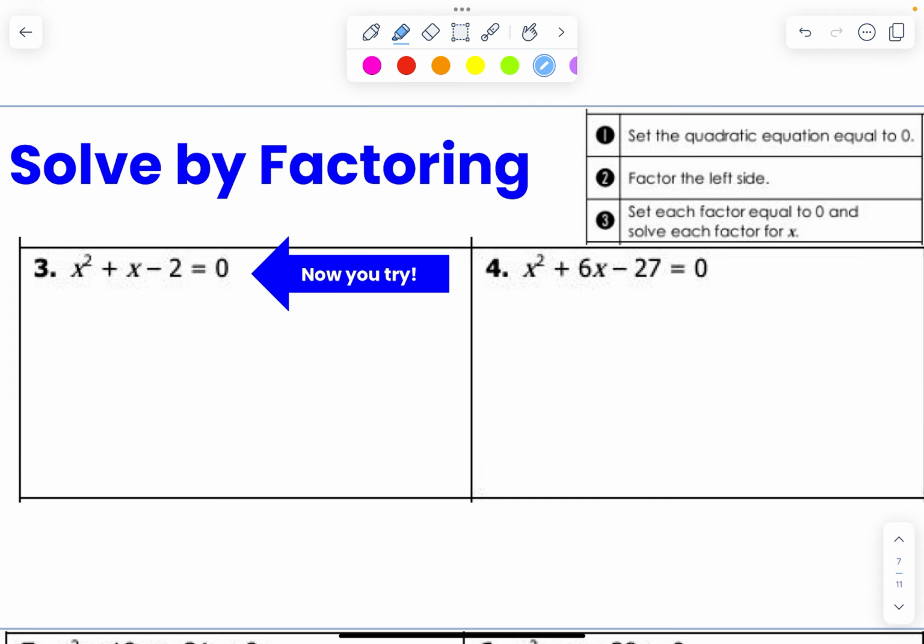I want you to try example 3, pause the video, and I'm going to just give you the answers. So I'm not going to show you the process, but I'm going to give you the answers, and I want to see if you can get it. So pause the video, try out number 3, and let's see if you can get it.